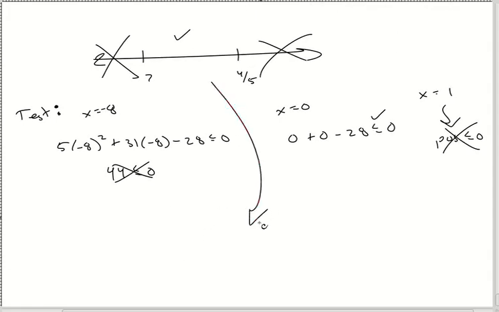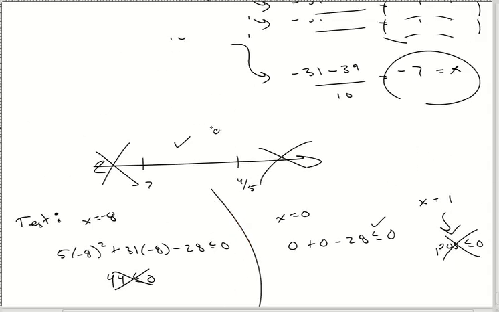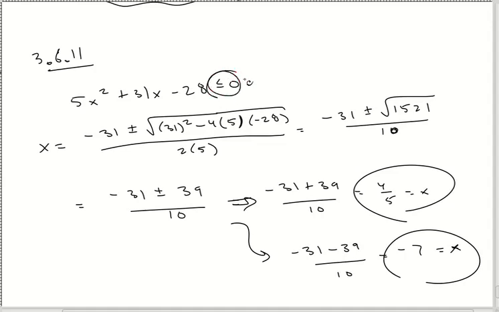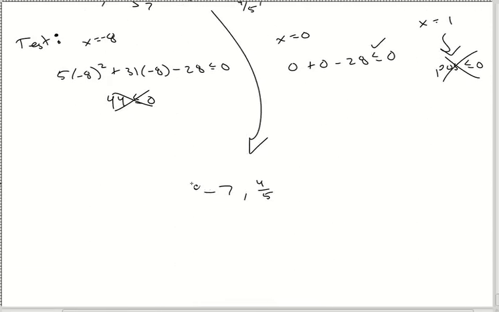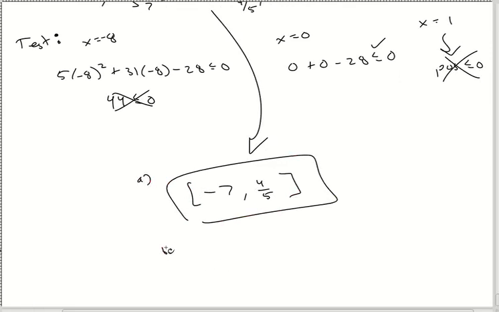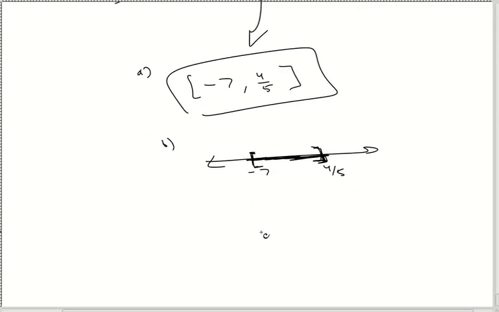This is my only working interval, and notice that I got negative 7 to 4/5, but because we had the equal sign in our original, I'm going to include these numbers with square braces. That's your part A. Your part B is that number line, same idea, negative 7, 4/5, and you're just going to see the square braces now with some stuff in between. Okay, cool.